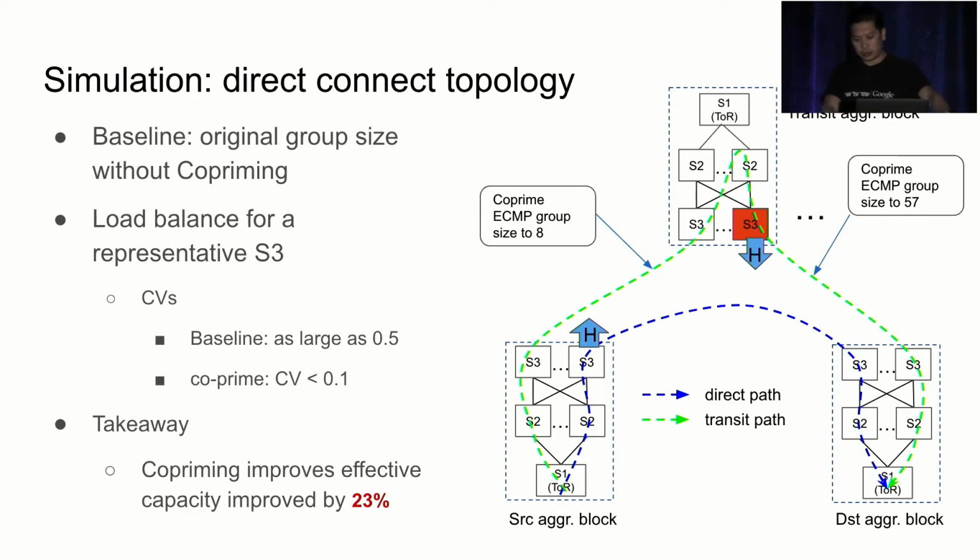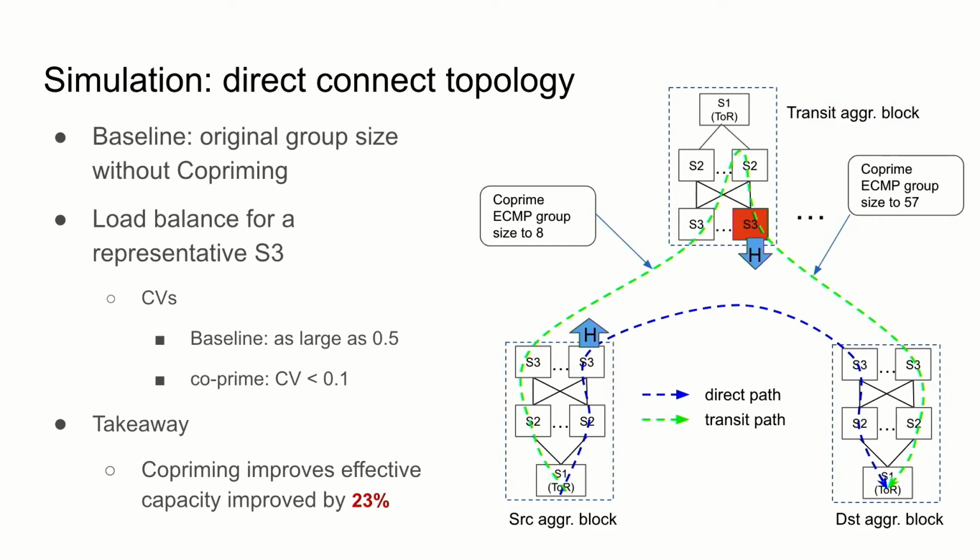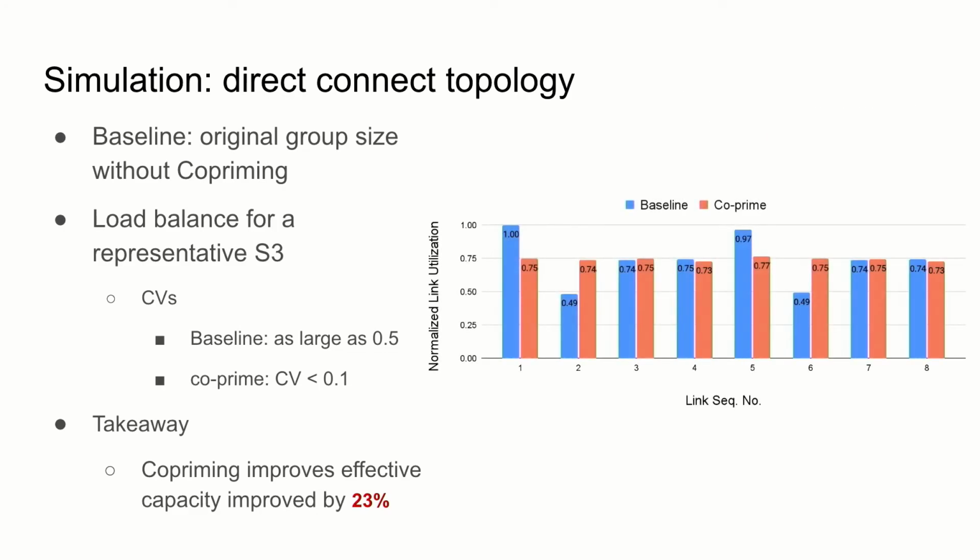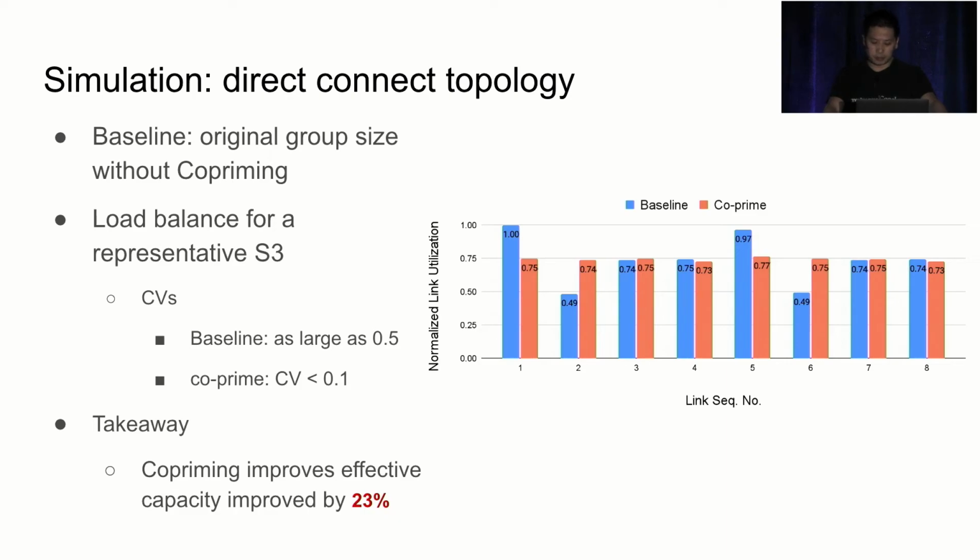A similar story follows for the direct connect topology. Here we're comparing, again, a baseline where we retain the original group size without copriming, and we compare with our technique of copriming the source group and the transit group. Again, a similar story here. The load balancing performance is significantly improved. Here we're looking at 23% capacity improvement.